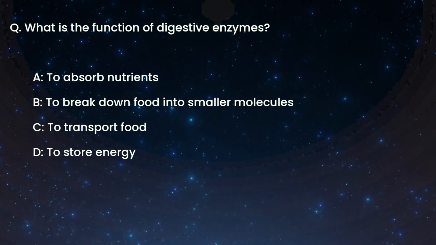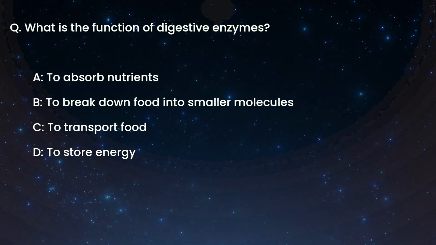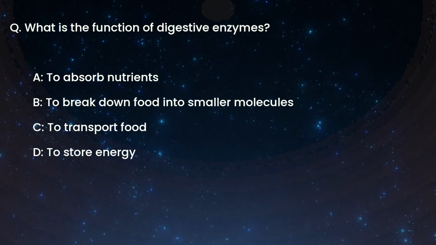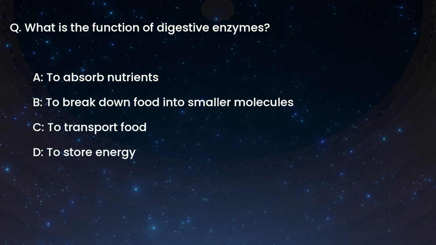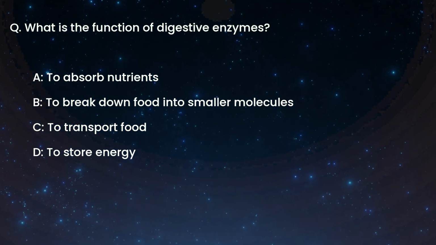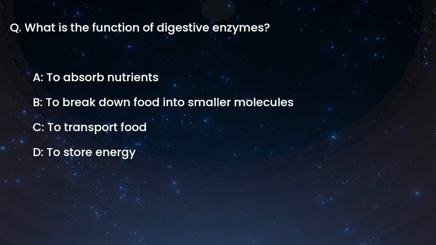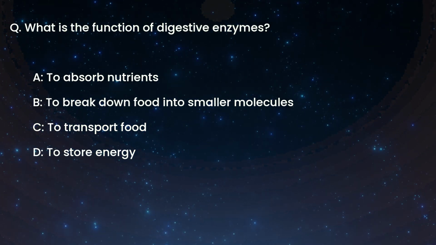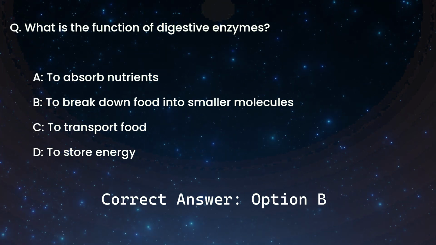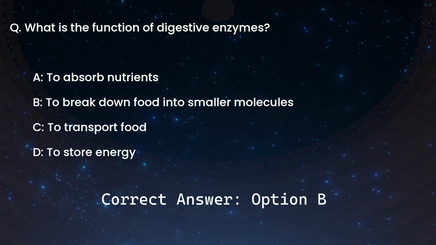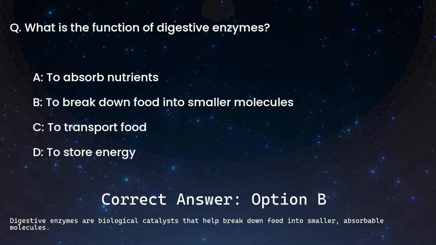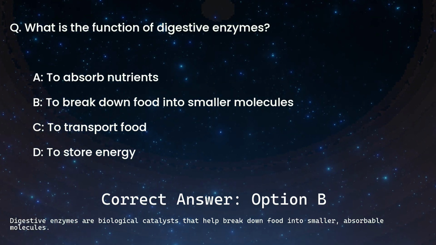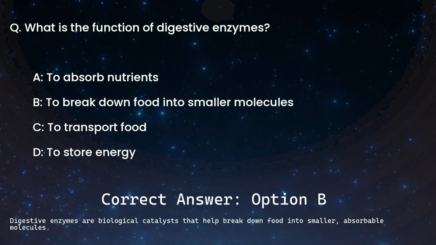Option A. To absorb nutrients. Option B. To break down food into smaller molecules. Option C. To transport food. Option D. To store energy. You have 5 seconds to answer the question. The correct answer is option B, which is to break down food into smaller molecules. Digestive enzymes are biological catalysts that help break down food into smaller, absorbable molecules.